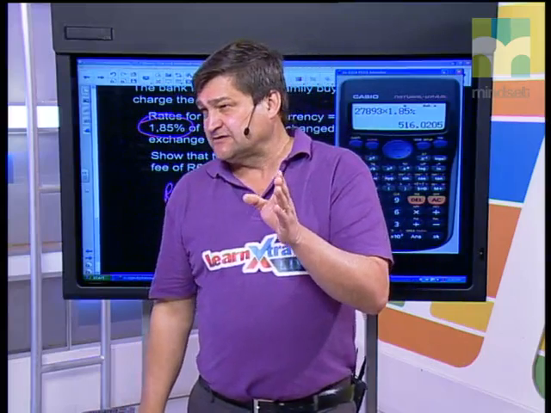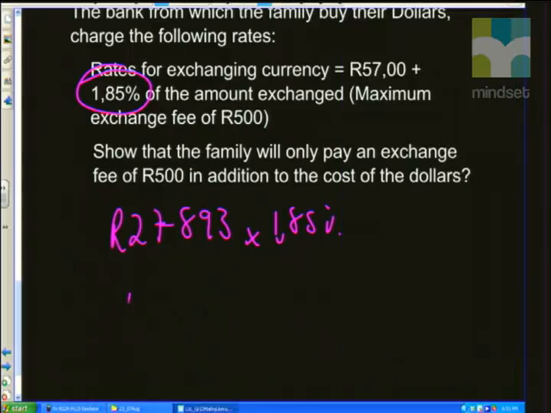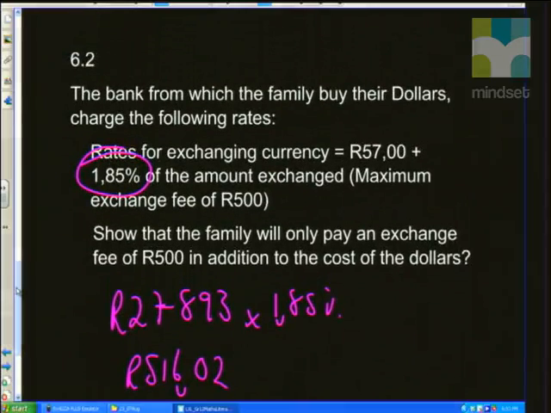Because it's rands, we've got to round to 2 decimal places. Why are we rounding to 2 decimal places? Do you know why? Because you only have 100 cents. Absolutely, hey? The core guy knows something here. All right, so you only got 100 cents, so we're going to round it to the 100th place. So it's 516 Rand and 2 cents. Now, is that the commission I'm going to pay?